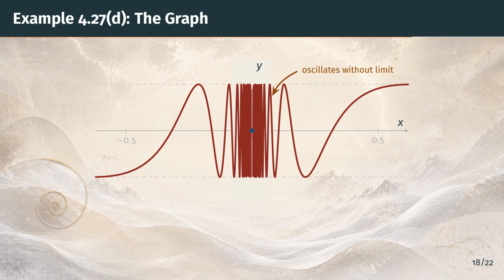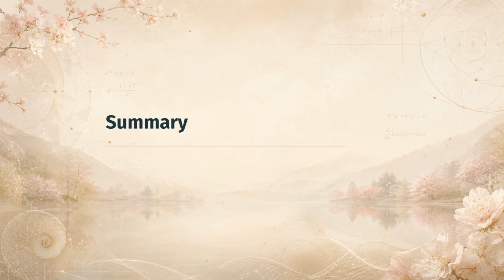The blue dot at the origin is our patched value of 0, but the curve around it never settles toward any single height, so that dot is not the limit of anything. This is the visual signature of a second-kind discontinuity, not a jump, not a hole, but genuine refusal to converge. It is a striking contrast to the clean jump of the previous example.